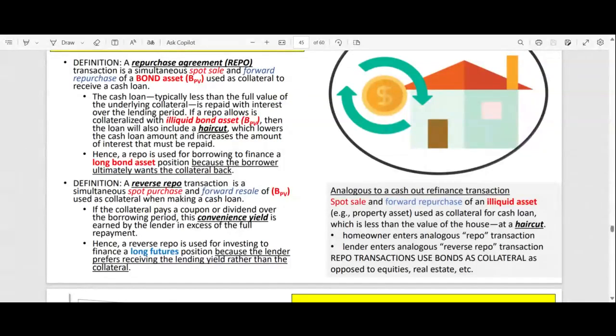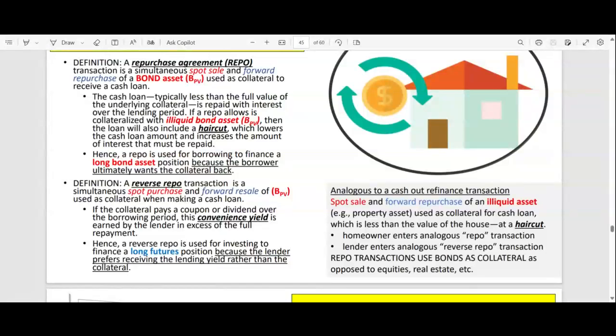So back to the convenience yield. In the reverse repo, from the lender's point of view, I'm going to purchase that illiquid bond and then sell it back to the borrower, and I'm going to use that as collateral for the cash loan. If that collateral pays a coupon and I own it, then that coupon or dividend is the convenience yield. I didn't do anything, but I bought the collateral as a hedge just in case the short-term loan is not repaid.